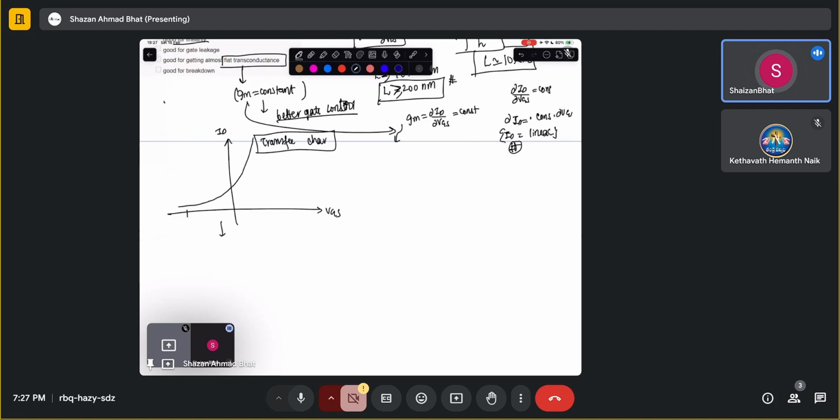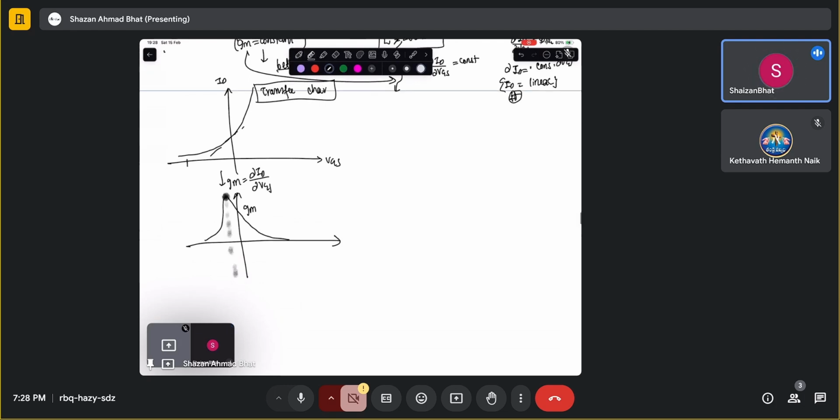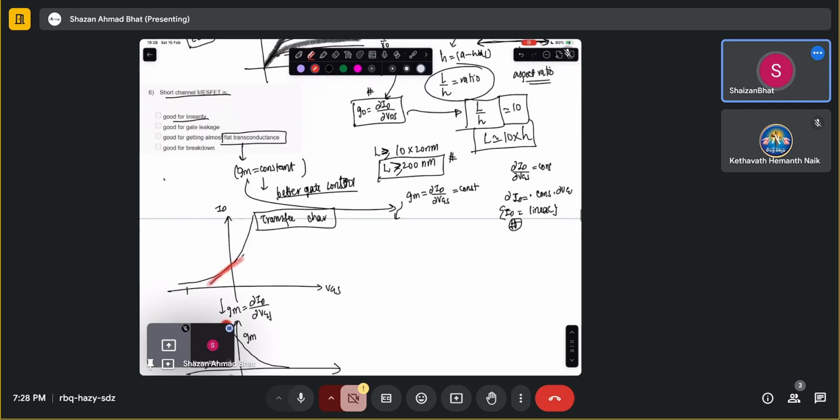Okay, so now if you have to compute the transconductance, you differentiate it. When you differentiate it, let's say this is the maximum slope, then you get something like this. So this is the gm plot, typically. You get a maximum transconductance at this particular point.